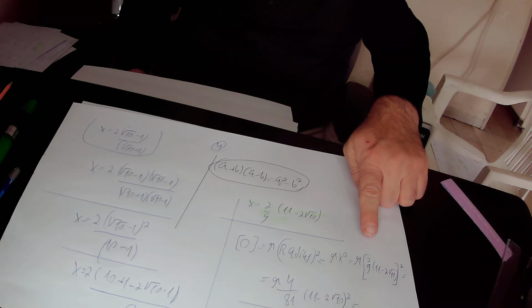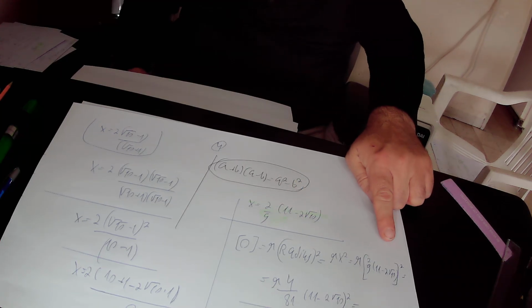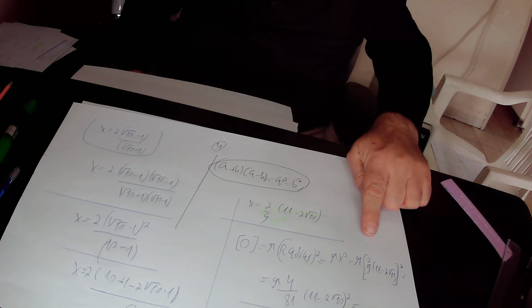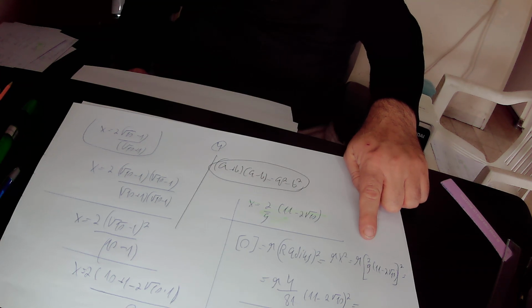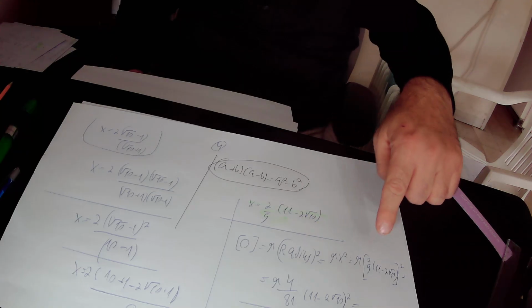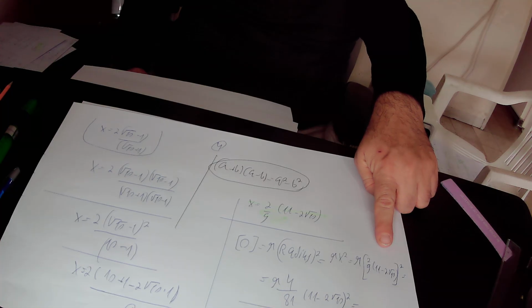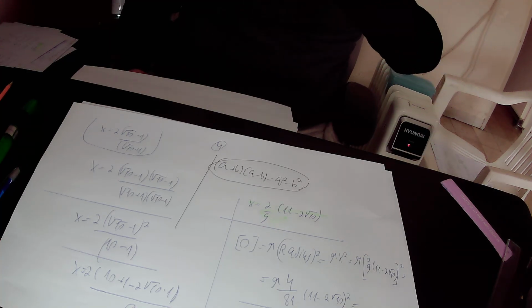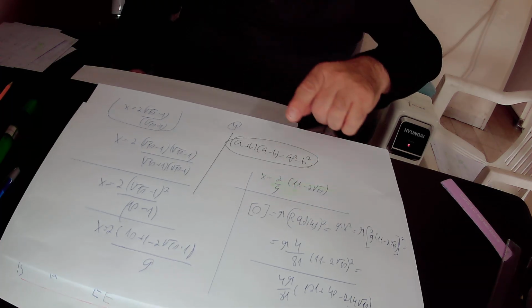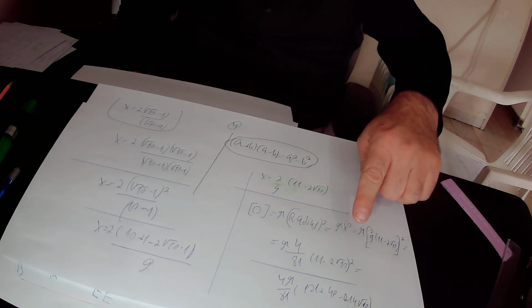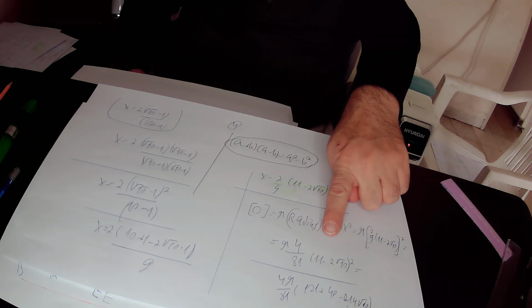So this expression in total equals pi, open the brackets. Here this expression is squared. So it is 2 ninths squared. 2 ninths squared is 2 squared, that is 4, over 9 squared, that is 81. And we have to square also this expression, 11 minus 2 times root of 10, squared. So in total, the area of the green circle equals 4 pi over 81. Here we open the brackets of this expression.